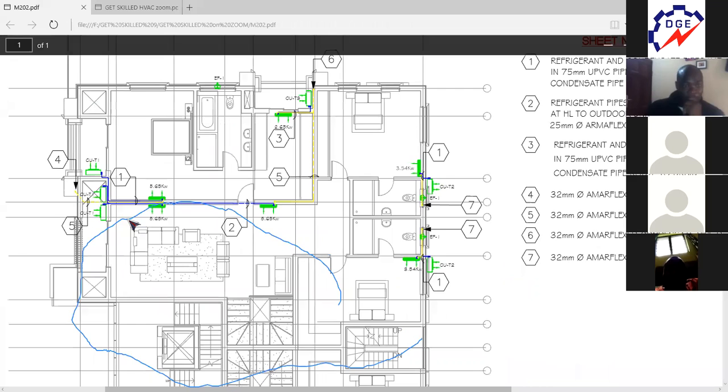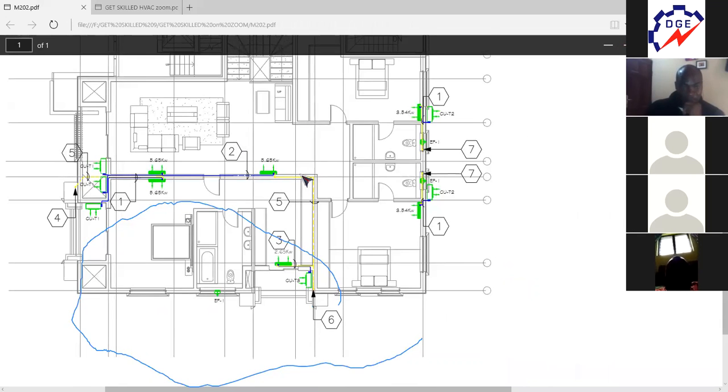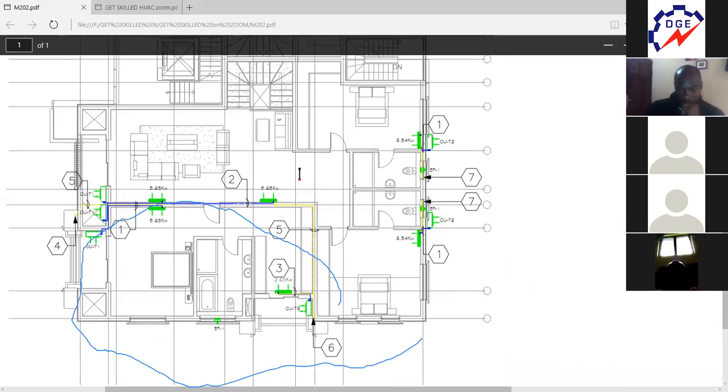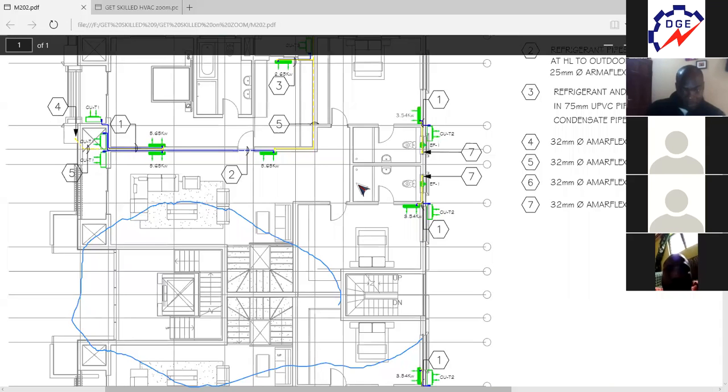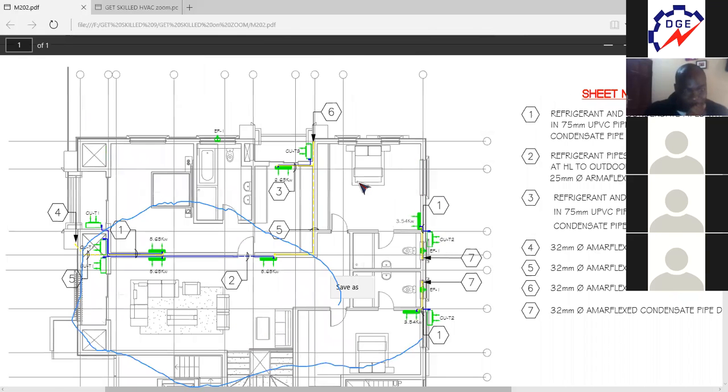Can you guys see this layout? Yes, I can. Yes, you can see this layout. Okay, I will just explain.